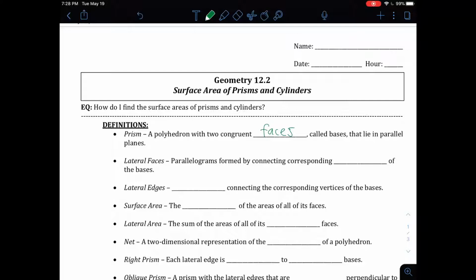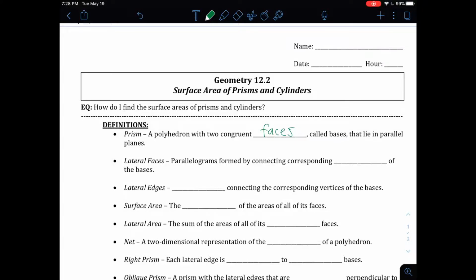Basically, you're going to have two bases that are parallel to each other. Usually they're not going to be squares or rectangles. Usually they'll be like triangles or pentagons or stuff like that. Usually they'll be the most unique faces on the prism, basically.